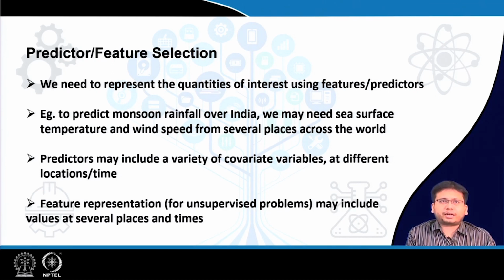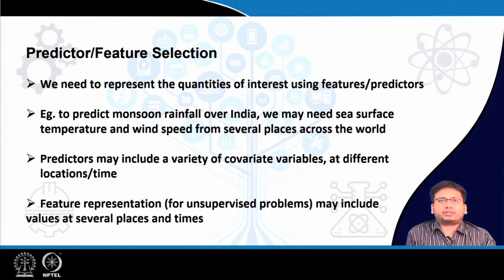An important category of machine learning problems is that of predictor selection. We know that in machine learning we need to represent the quantities of interest using features or predictors. That is why we have the concept of feature vectors. For example, if I want to predict the monsoon rainfall over India, we may need a set of predictors, the values of different variables which may be used as inputs to a machine learning algorithm to predict the quantity of interest.